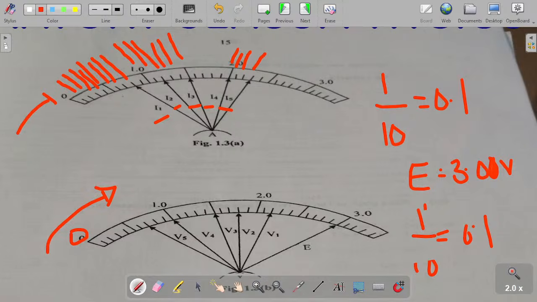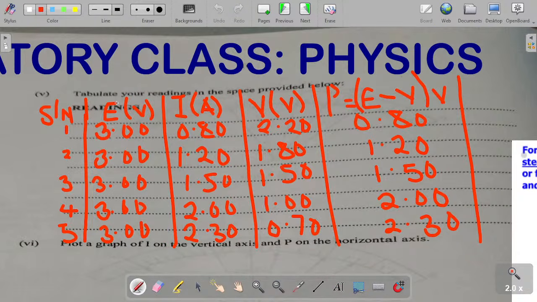So my V now will be what? Starting from 0, here will be 0.1, 0.2, 0.3, 0.4, 0.5. That's now 0.6, 0.7. So my V5 is what? 0.7. Look at it here, because this is number 5 now. So don't come here and write it as number 1. V5 is the fifth number in the reading, so that's why I'm putting it there as 0.7.